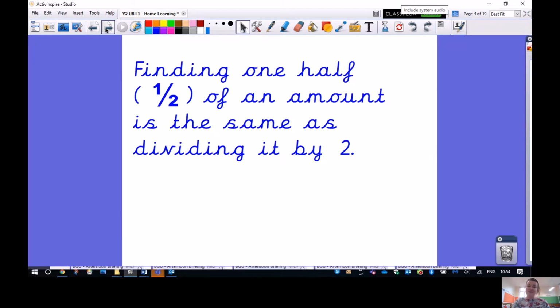So finding 1/2 of an amount is the same as dividing by 2. So this is not really new learning, because you've been dividing into groups of 2 for a long time, since year 1. So this should be familiar to you. Dividing into 2, you can do that. We call that finding half. Look at how half can be written.